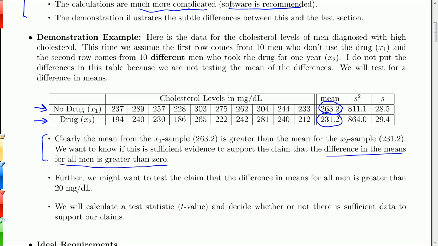The data is not paired. We're not looking at differences before and after. We're actually looking at the difference in means between the two groups. And again, that difference in means is over 30. So we might want to strengthen our claim and say the difference in means for all men is greater than 20. We could go for 30, but I don't think we're going to get it because the difference is so close to 30 anyway. That would strengthen our claim and make our drug sound a little better. We're going to calculate a test statistic, a t-value, so we're using the t-table again, and decide whether or not we have sufficient data to support our claims.